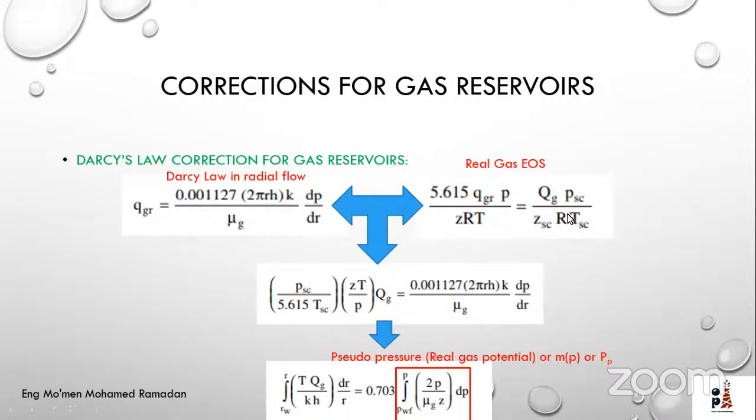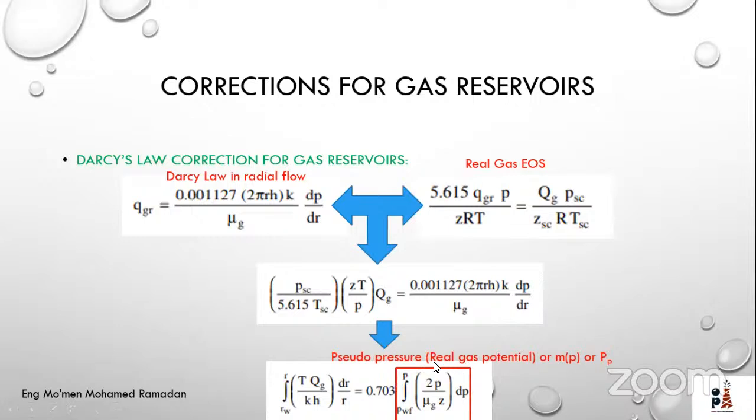Okay, this term here is at standard condition, and this term here is at the reservoir condition. So this QGR, R for the reservoir. If you combine these together, you will get this equation, because you replace QGR by all these terms. Then when you integrate to get rid of this term, dB over dr, you will reach this equation.